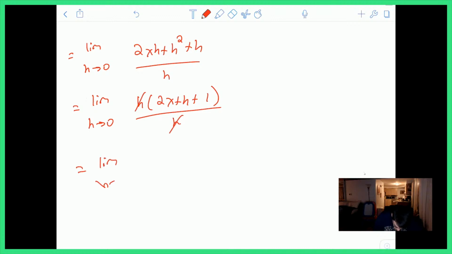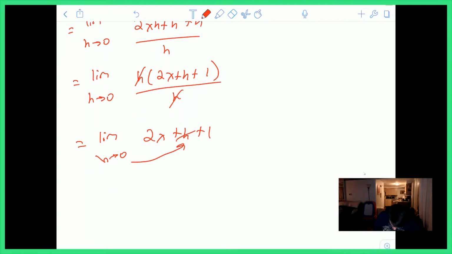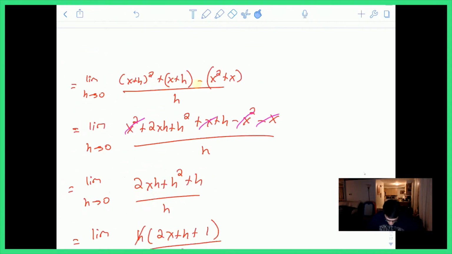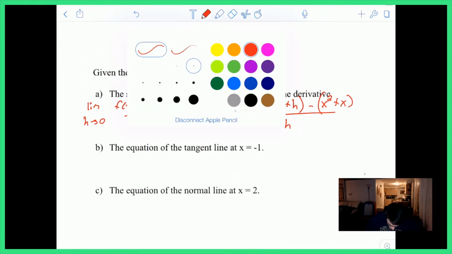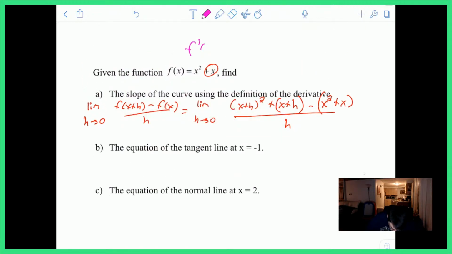Limit as h goes to 0. That was a weird h. I was going to do an x for a minute there. We're just going to plug the h as 0 right in here. See you later. And this equals 2x plus 1, which if I go back and I use the shortcut really quickly, the original function is x squared plus x. So I know the derivative f prime x is 2x plus 1. So we're good. We're happy that definition worked.